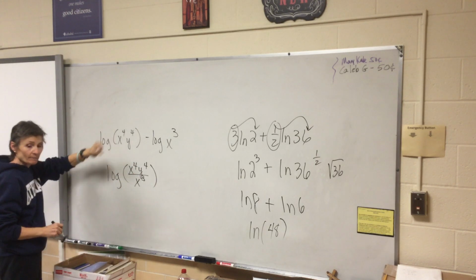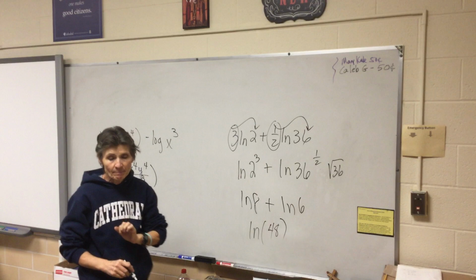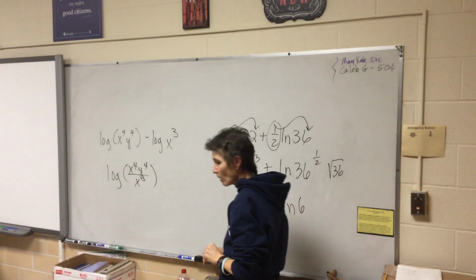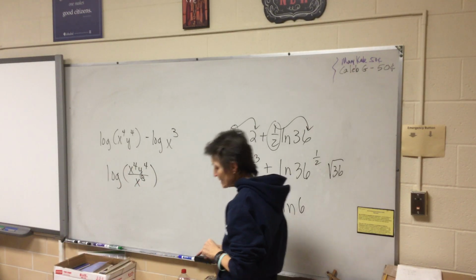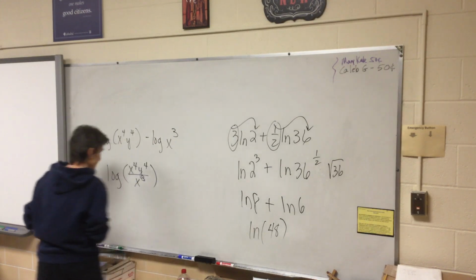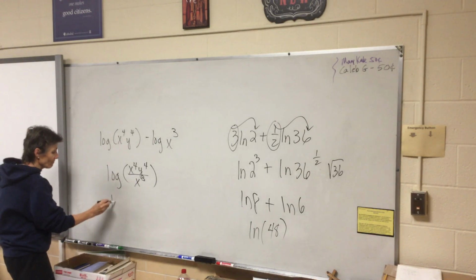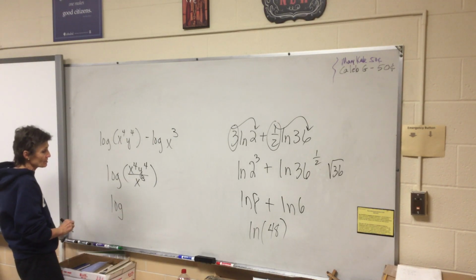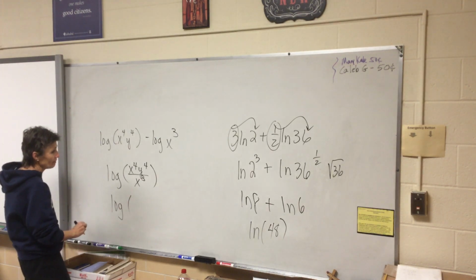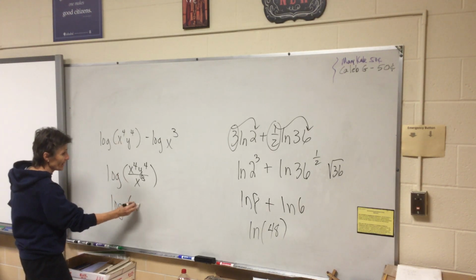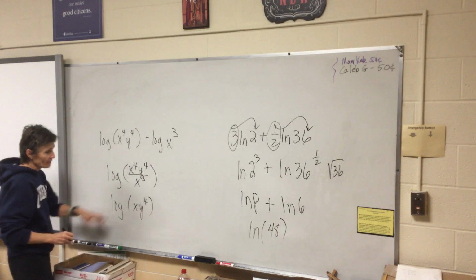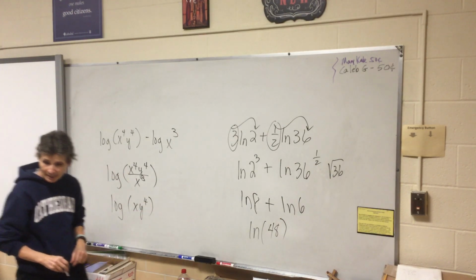That's exactly right. This time, I can actually reduce my fraction. So I need to do that. I always need to do basic reducing. So my final answer is going to be the log of, looks like just x, y to the 4th, if I cancel my x cubed into my x to the 4th.